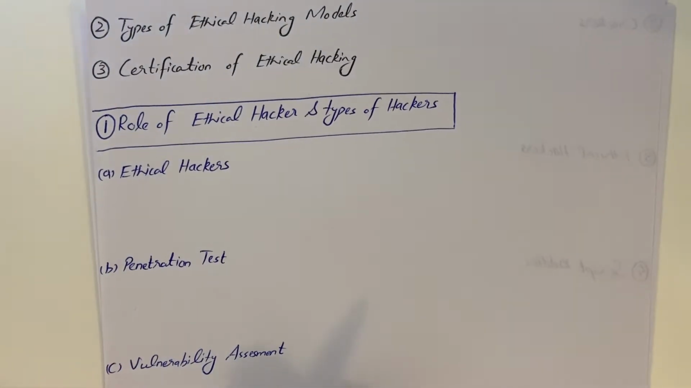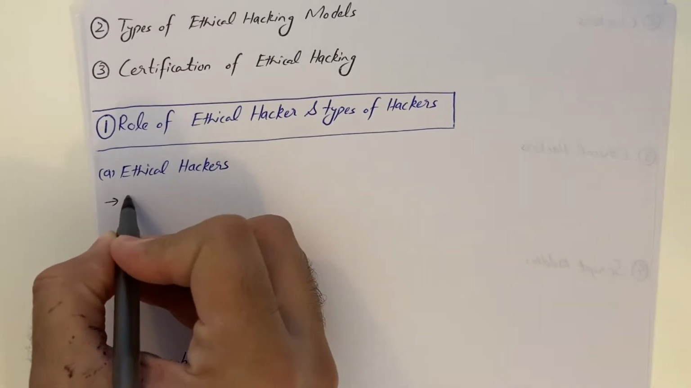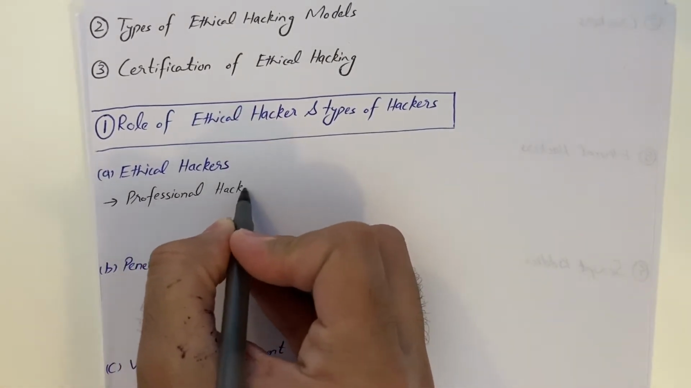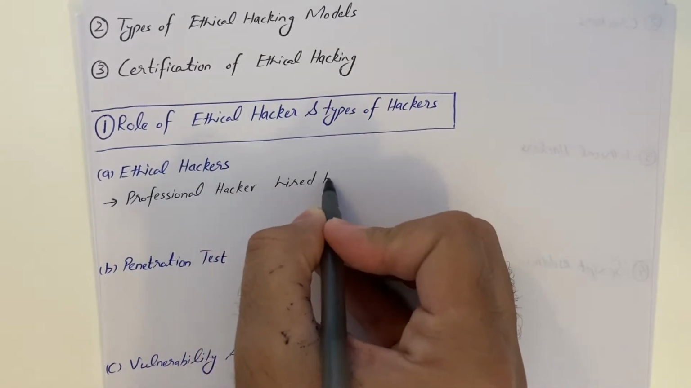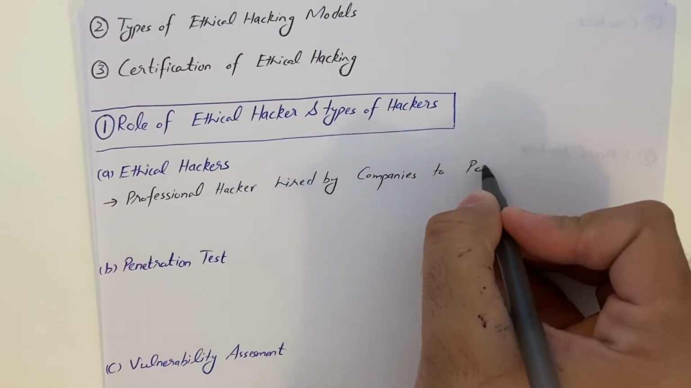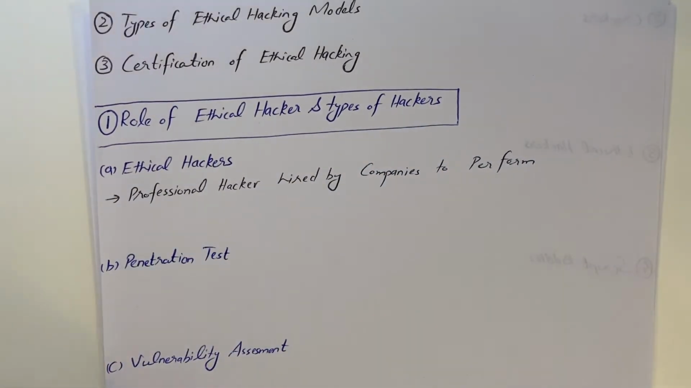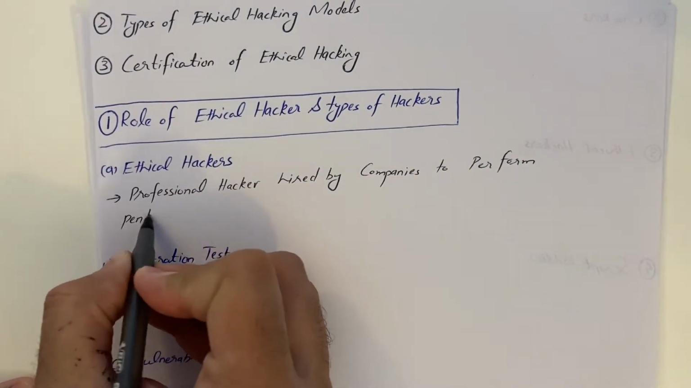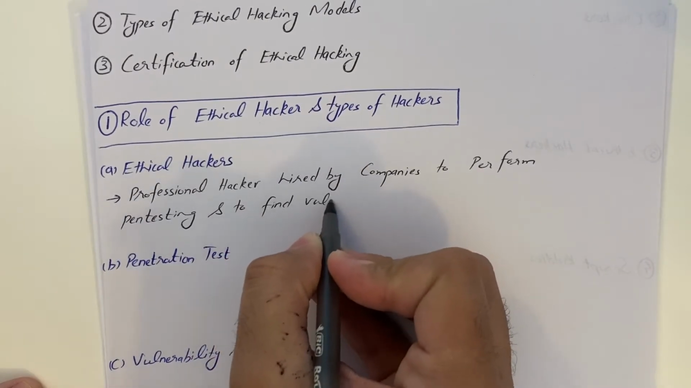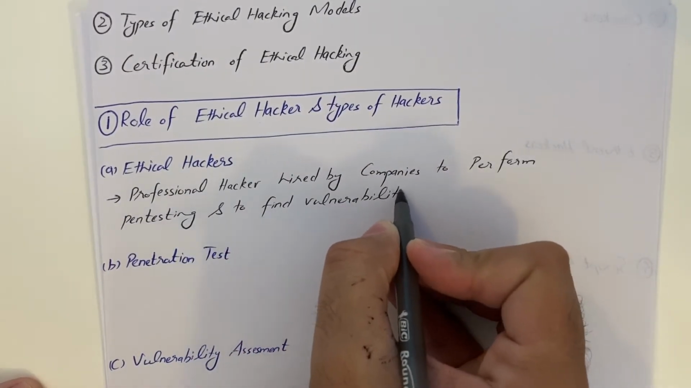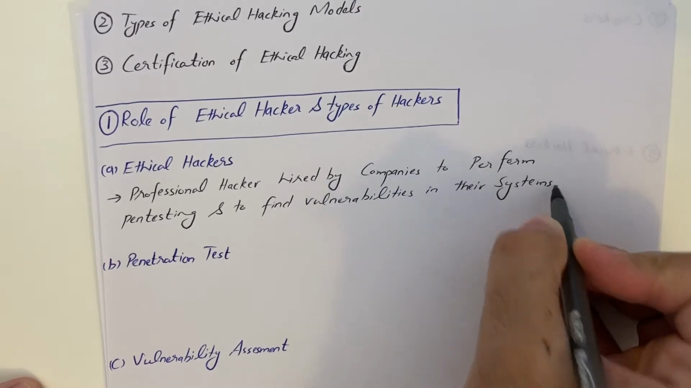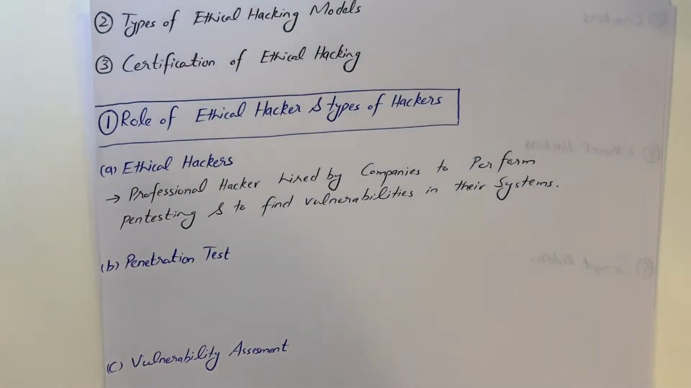So if you want to define ethical hacker, the definition is basically: an ethical hacker is a professional hacker hired by companies to perform pen testing, penetration testing, and to find vulnerabilities in their systems. So that's basically the typical definition of ethical hacker.